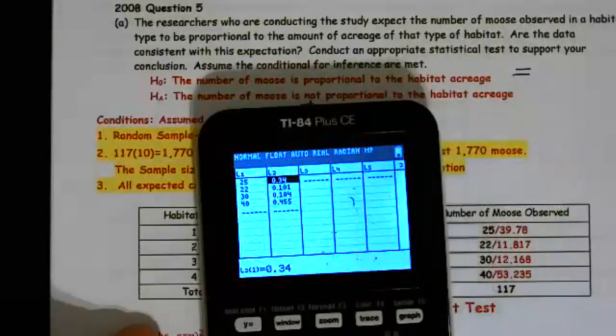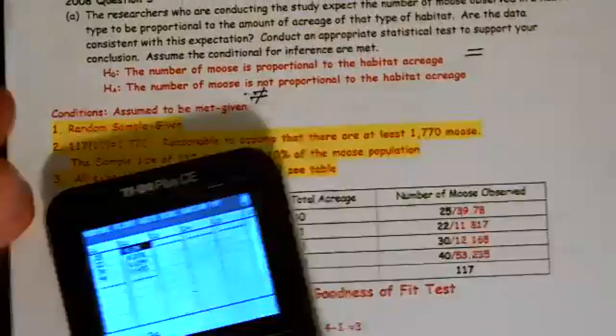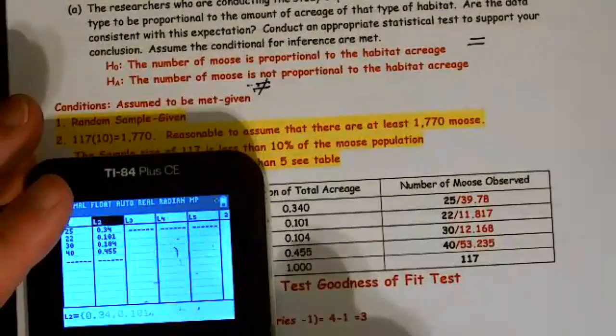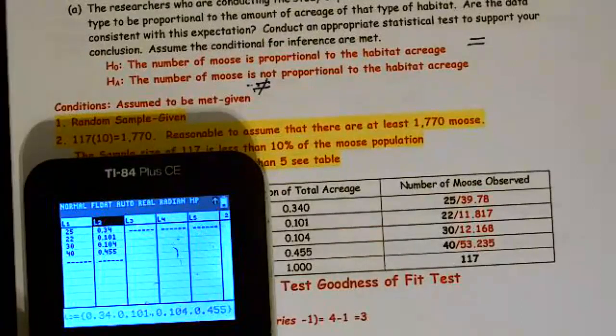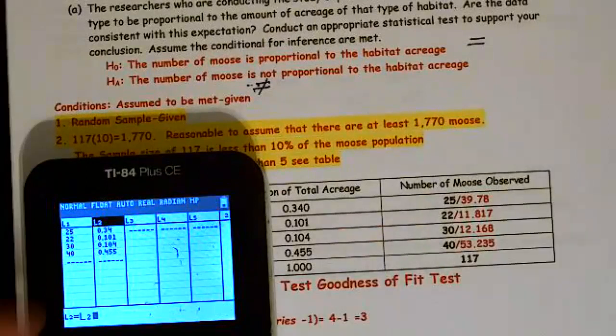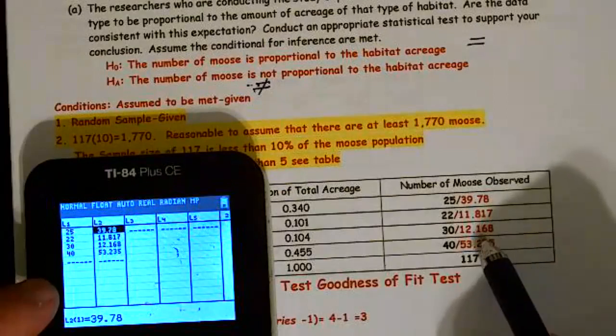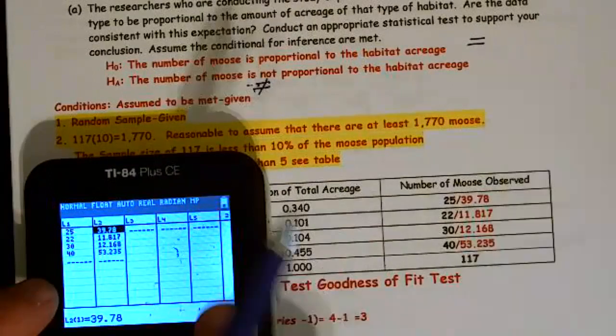This is where I put the data into the calculator. I just recorded it. And then I'm going to go up to the top of column L2 and go second 2. I noticed that I had a total of 117. So if I multiply by 117, that tells me in this section, based on the acreage, I expect about 40 moose. In this section, I expect about 12. And in this section, I expect about 53 moose. All right, and so those are my expected values. I just list them in the table next to the actual observed.